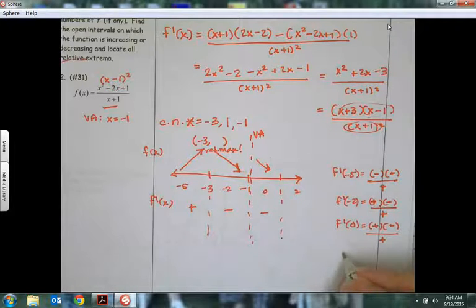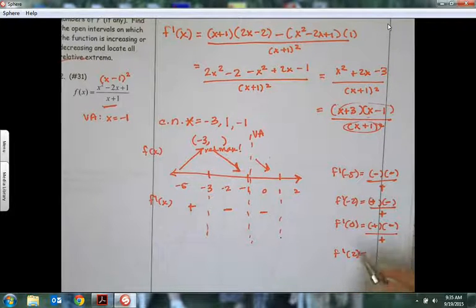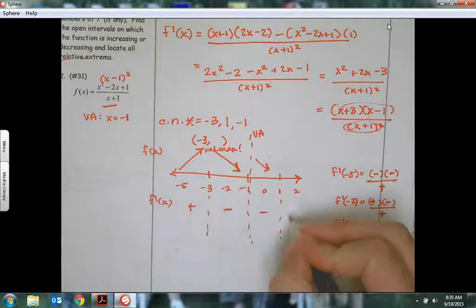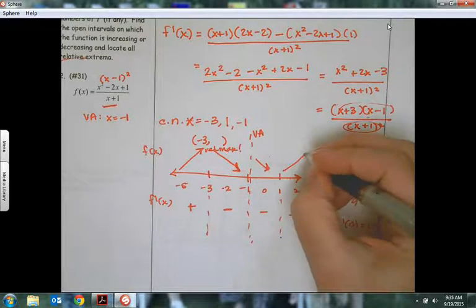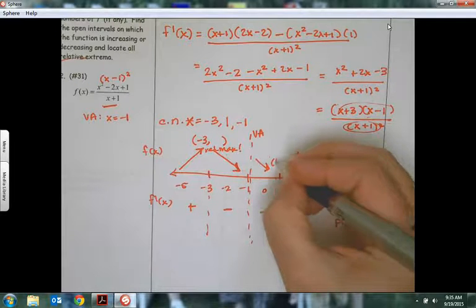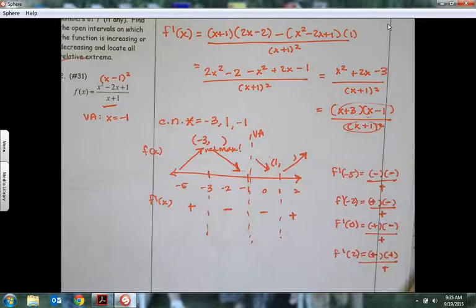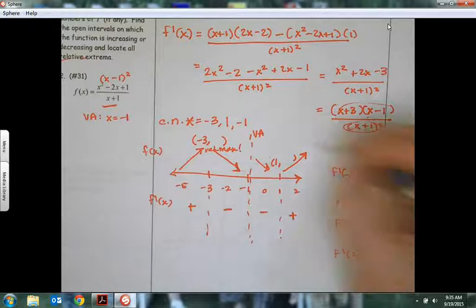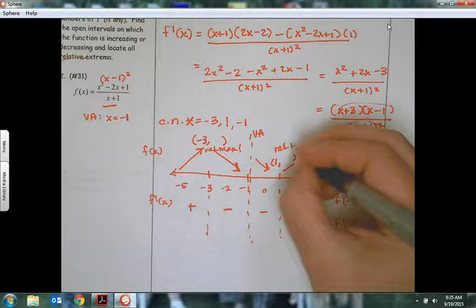And let's plug in 2. That's going to be a positive times a positive, all over positive. So this is positive, so this guy's increasing. Awesome, so I found that at 1 something, which we can go find here in a second, I'm going to have a relative min.